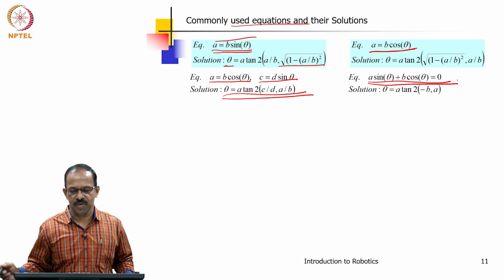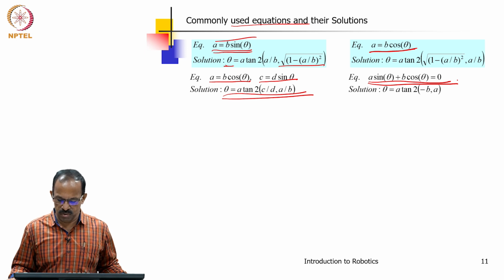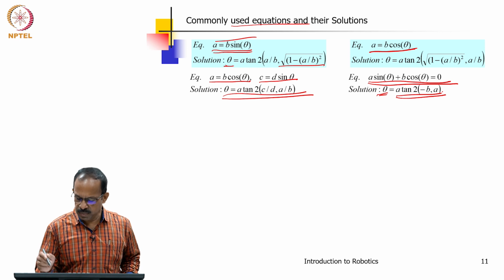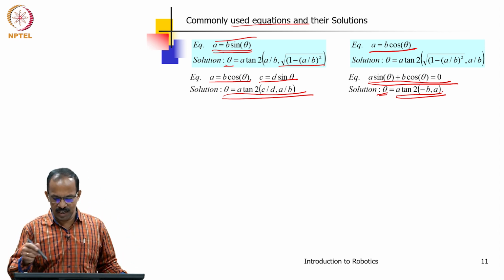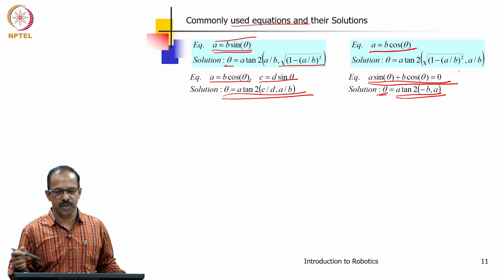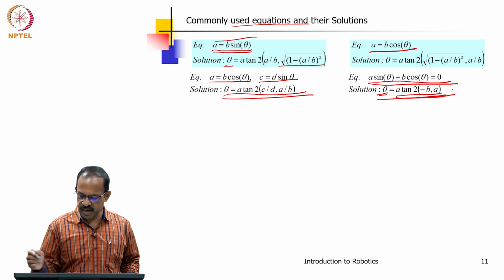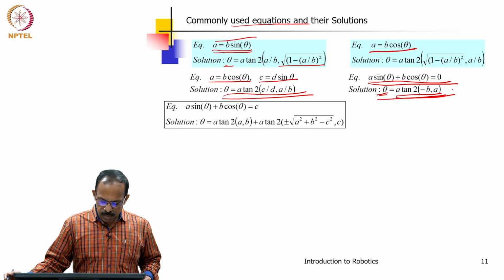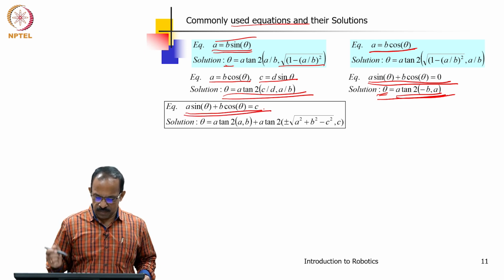Similarly, the next one is a sin θ + b cos θ = 0. Suppose we have a relationship like this, a sin θ + b cos θ = 0, then we can write θ = atan2(−b, a). It is atan2(−b, a), because we can get it as a sin θ = −b cos θ, and that is why we get θ as atan2(−b, a).